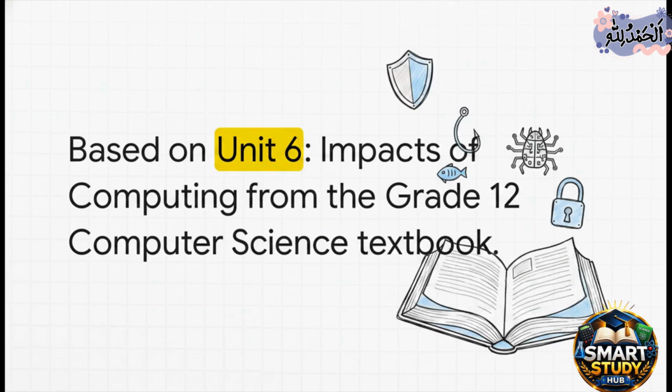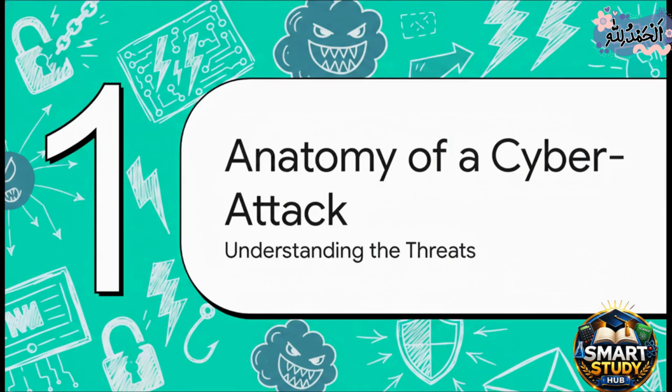So, where are we getting all this info? Well, we're diving right into Unit 6 of the Grade 12 Computer Science curriculum, which is all about the impacts of computing. This unit breaks down pretty much everything from security protocols to the risks we face online every single day. And to kick things off, we've got to start by understanding what we're actually up against. All right, first things first, if you want to build a strong defense, you have to know your enemy. So we're going to look at the anatomy of a cyber attack by breaking down the most common threats you're likely to run into. Understanding these is the critical first step to staying safe.